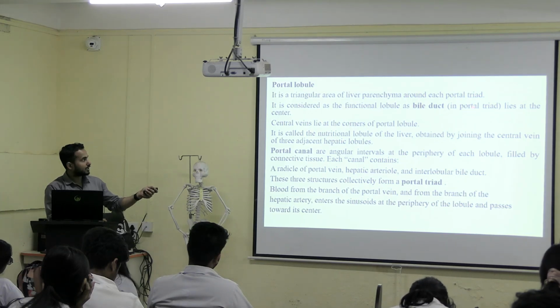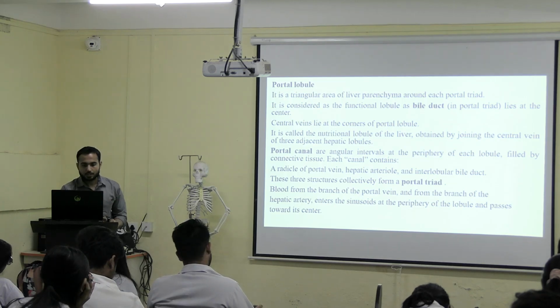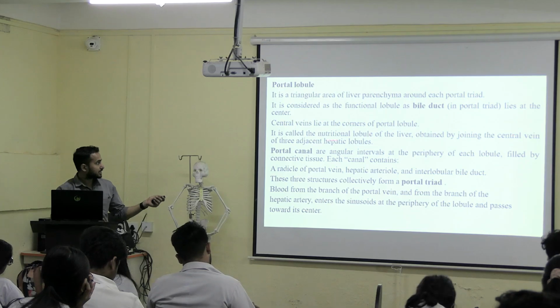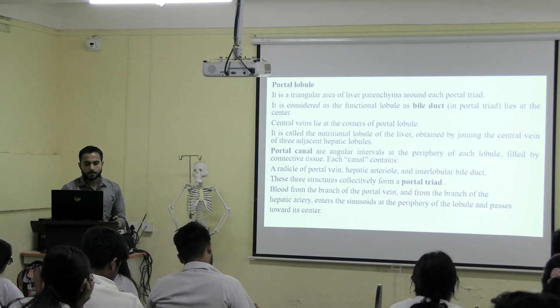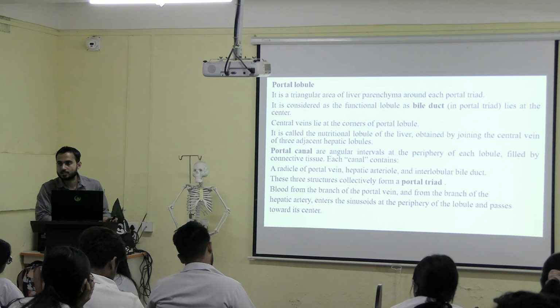Bile duct is part of the portal triad. This is the structure of the portal lobule. It is also called the nutritional lobule of the liver, obtained by joining the central veins of 3 adjacent hepatic lobules. Next, the portal canal, already mentioned, through which the structures of the portal triad are passing.